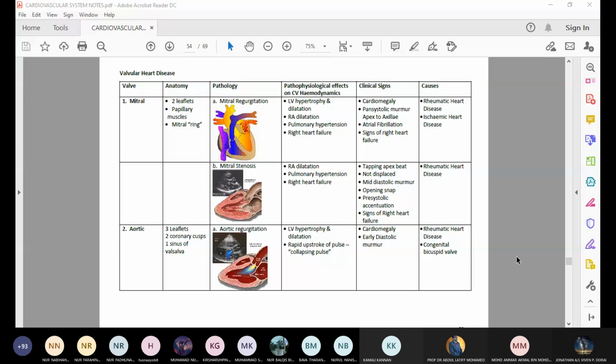Then there will be pulmonary hypertension, right heart failure, right ventricular hypertrophy, tricuspid regurgitation, right atrial hypertrophy. Then there will be an increase in JVP, hepatomegaly, ascites, and edema. The same thing happens in mitral regurgitation, except in mitral stenosis, the left ventricle is spared.